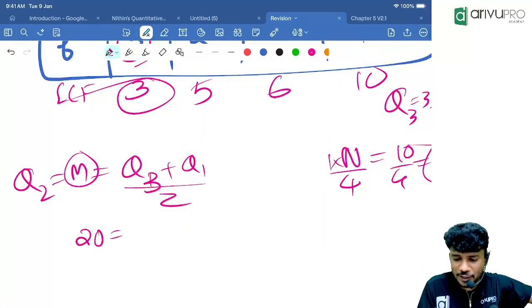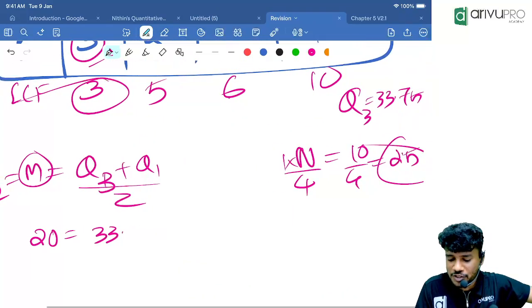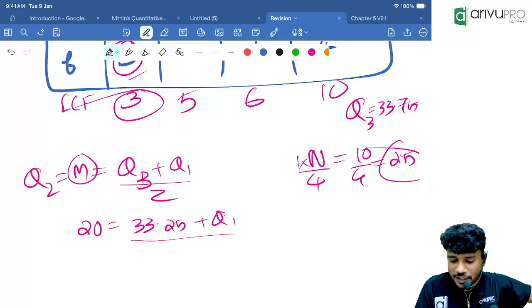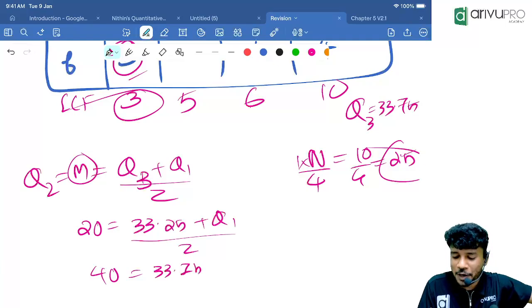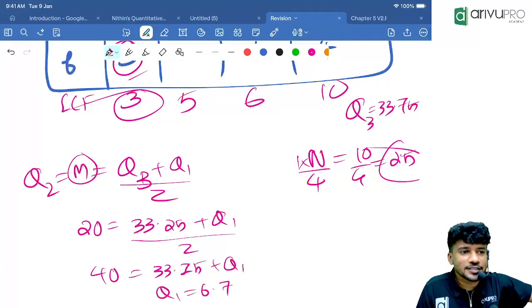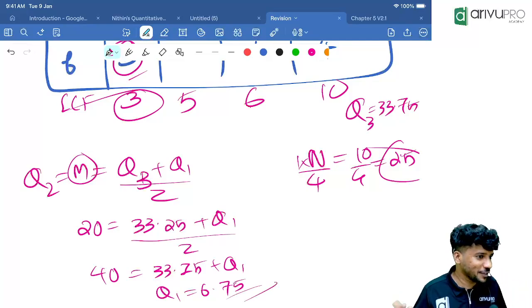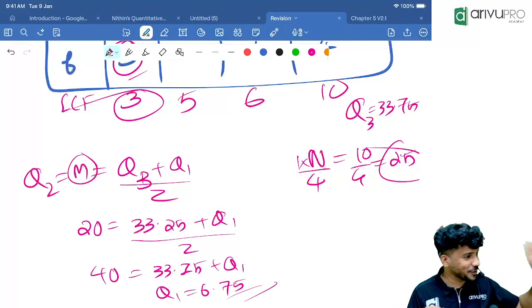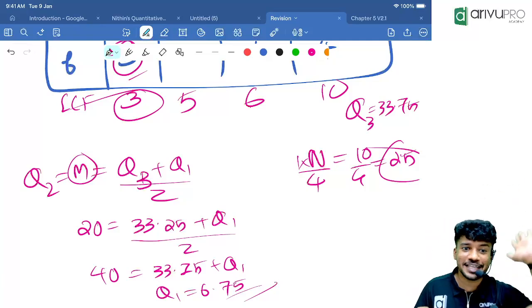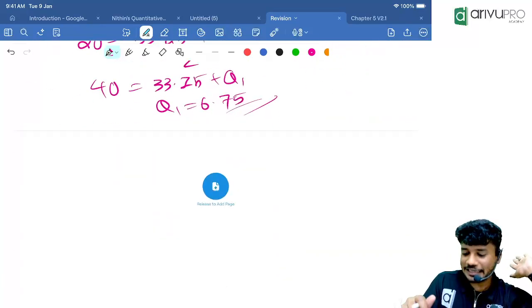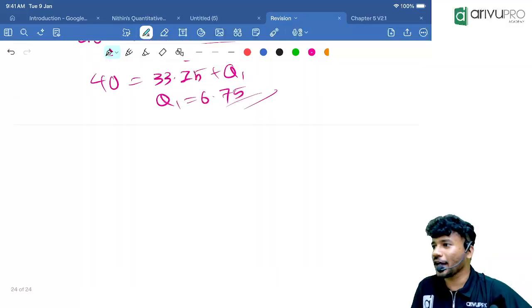So 20 is equal to 33.25 plus Q1 divided by 2. From here, 40 is equal to 33.25 plus Q1. So Q1 is how much, people? 6.75 is the value of Q1. This way we can do it, but that is not required from our exam point of view, because they will never ask a question that direct. Okay. Then you have Q3, you have Q1.